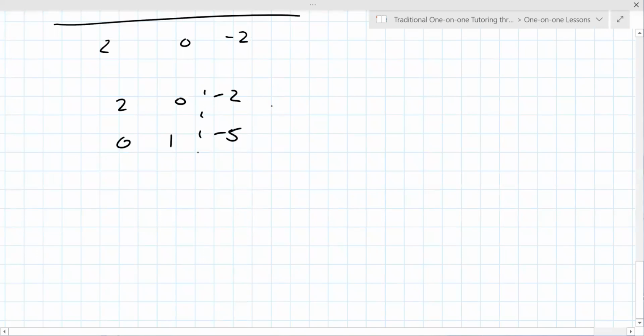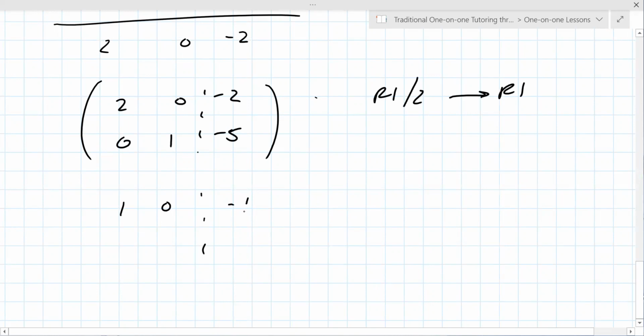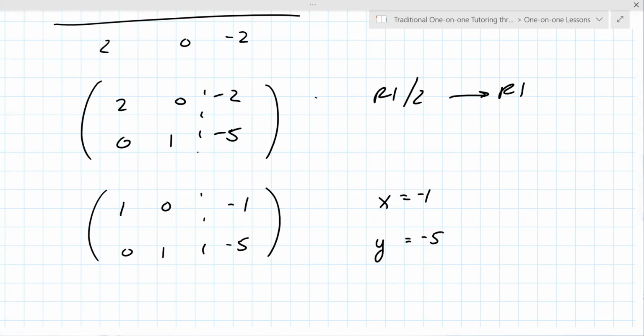Okay. And then you can take row 1 divided by 2, and it becomes your new row 1. So then it's 1, 0, -1, 0, 1, -5. And this tells you that x is -1 and y is -5. Okay, and that is the answer to that one.